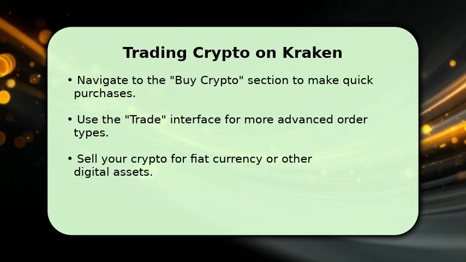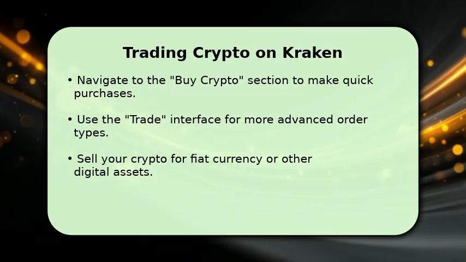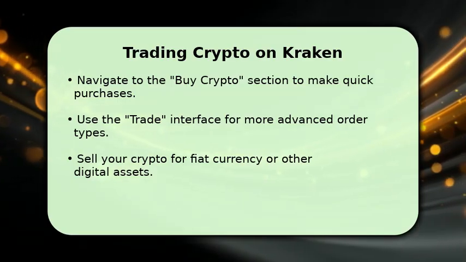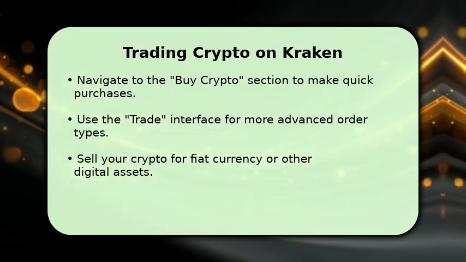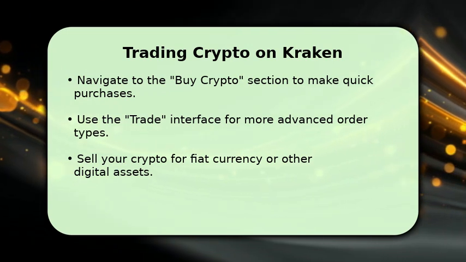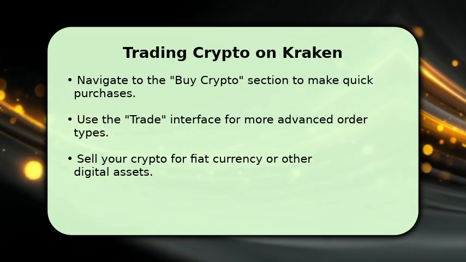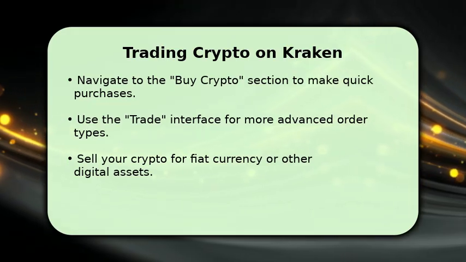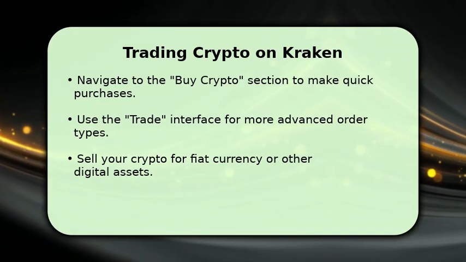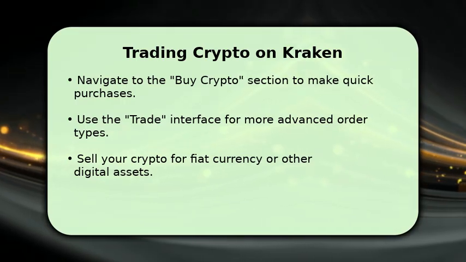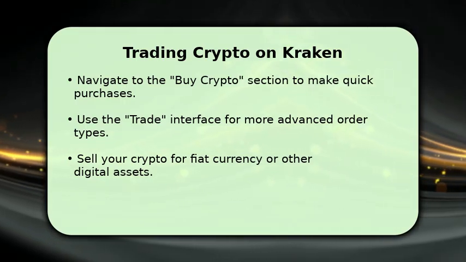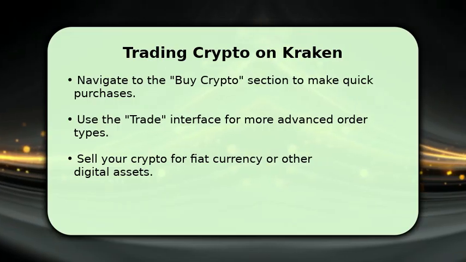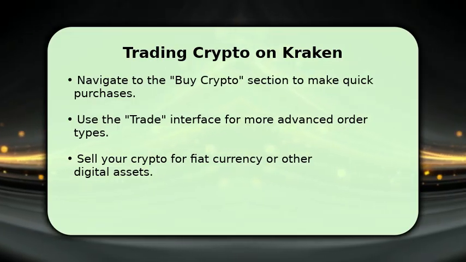With funds in your account, you're ready to trade. For simple purchases, head to the Buy Crypto section and select your desired asset. If you prefer more control, the trade interface offers various order types, like limit or stop orders, allowing precise execution. Selling your crypto is just as straightforward, whether you're converting it to fiat or another digital currency.